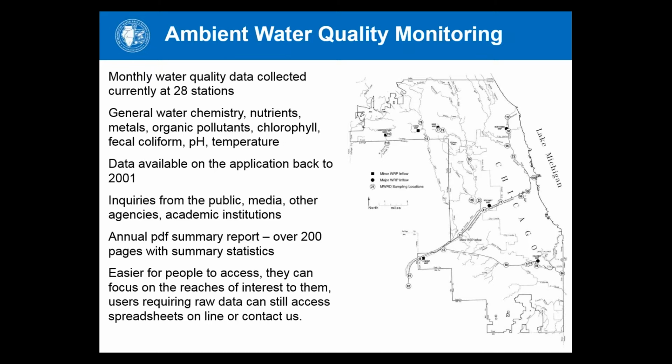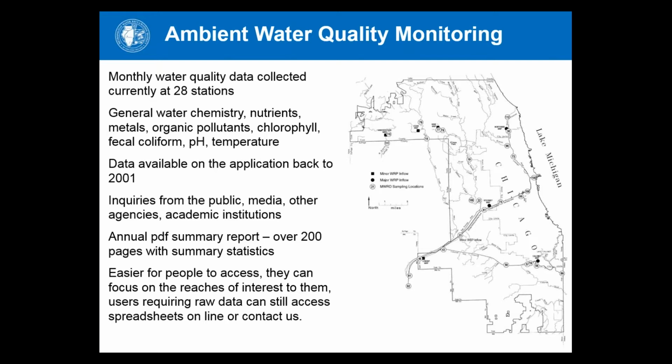So for instance, take our ambient water quality monitoring program, which is described on the slide you see here. We collect monthly water quality data at 28 stations currently, and we analyze these water quality samples for general water chemistry, including nutrients and metals, over 120 organic priority pollutants, chlorophyll, bacteria, and other physical parameters. This iteration of the program began in 2001. We got a lot of inquiries from the public and also from media, governmental and non-governmental agencies, and universities. They want to use our data, or they want to know more about what we collect and where.